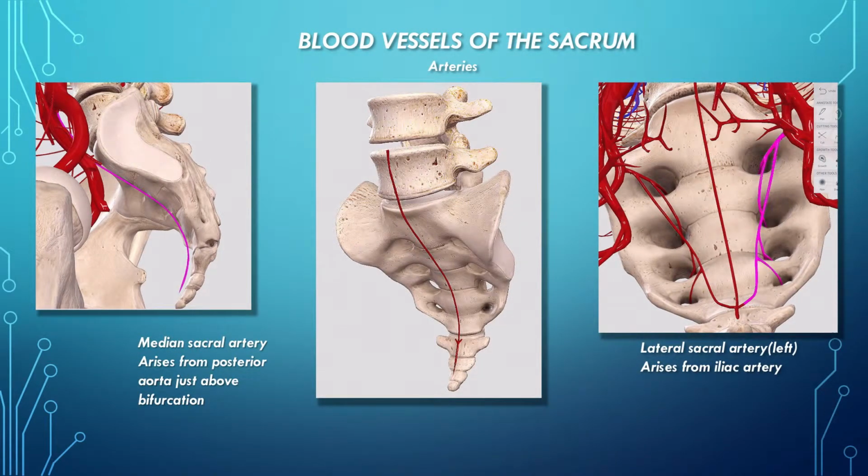We shall now discuss the blood vessels of the sacrum. On the left we have the medial sacral artery. This arises from the posterior aorta just above the bifurcation. On the centre slide we have another view of this artery. On the right slide we have the lateral sacral artery. This arises from the iliac artery.